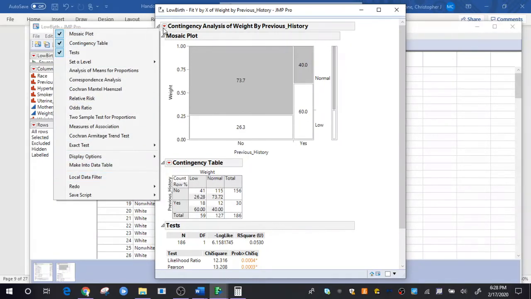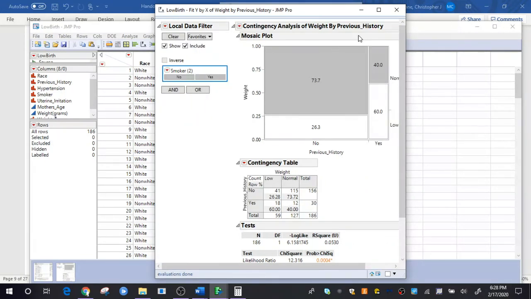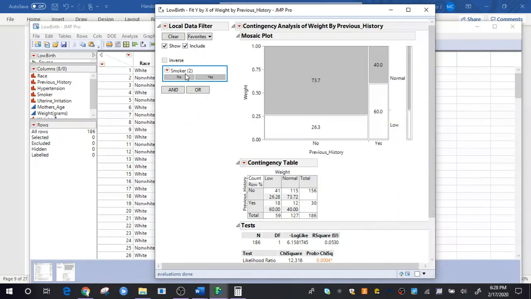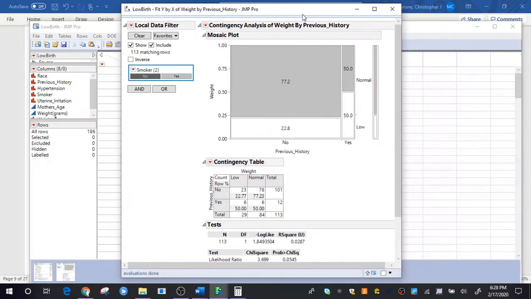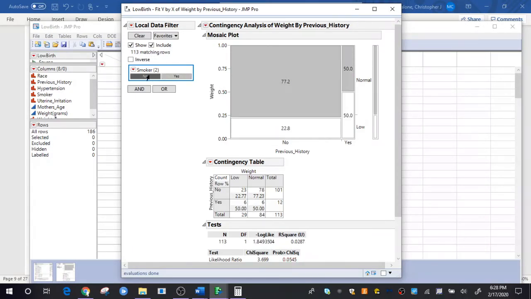So from the drop-down menu here, red drop-down arrow, excuse me, I'm going to select Local Data Filter. And let's go ahead and do that on smokers. Say Add. And now if I click on just the smokers, what that's going to do is break down and look at just my non-smokers. So I said smoker equal no here. If I go back to smoker equal yes, I can select between these two groups here by just using my local data filter.